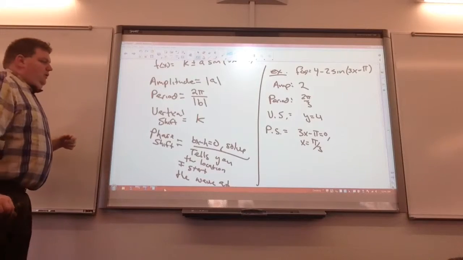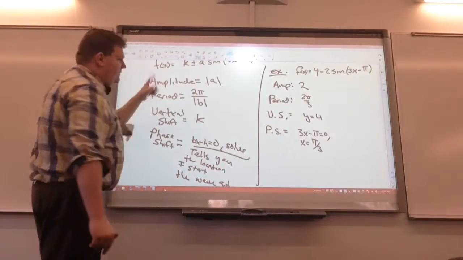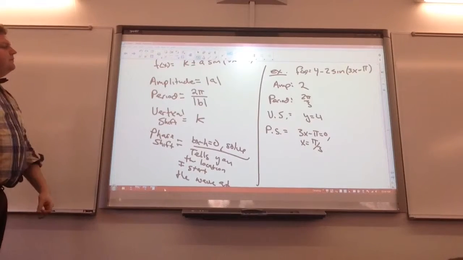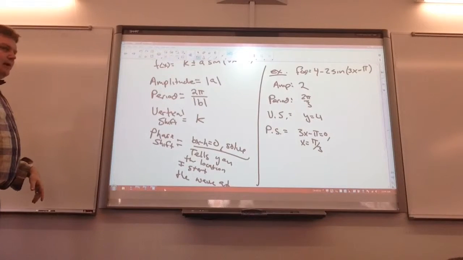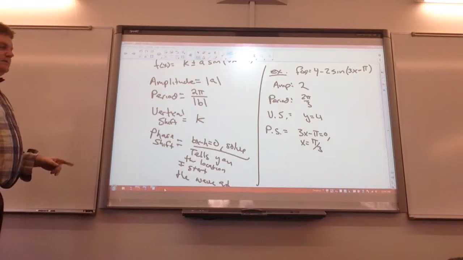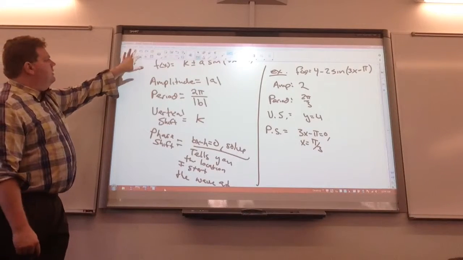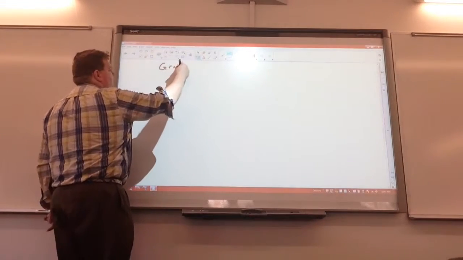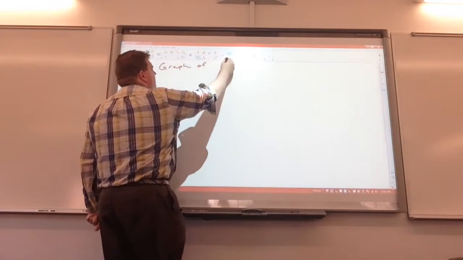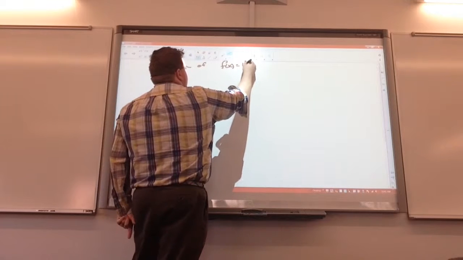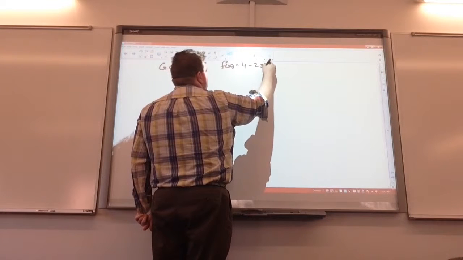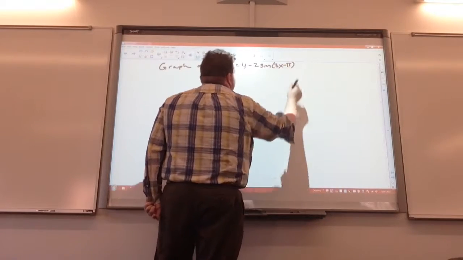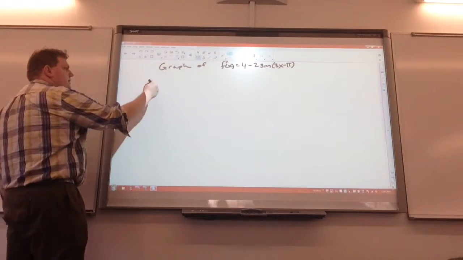So I'm going to let you guys copy all that down. Then we're going to actually graph this thing, based off this info here. Everyone got this down? Yes, sir. Okay, so here's that graph. The graph of f of x equals 4 minus 2 sine of 3x minus pi.